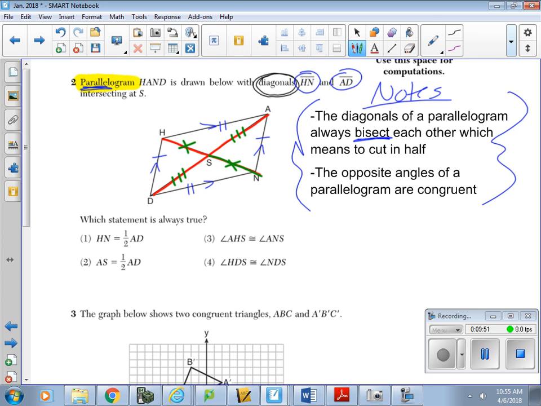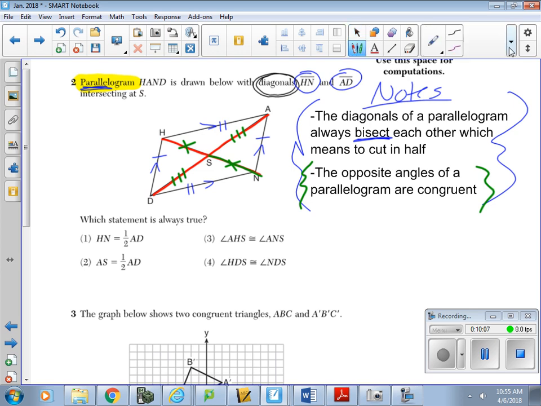Also, the opposite angles of a parallelogram are congruent. That might be important. There are a lot of things. Once you look at the answers, we'll see which ones to focus in on. It says, which statement is always true?